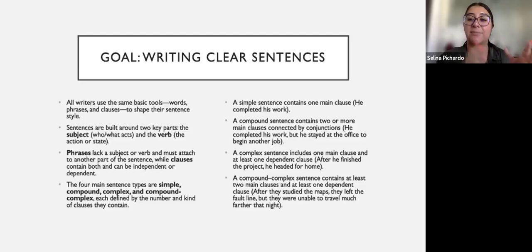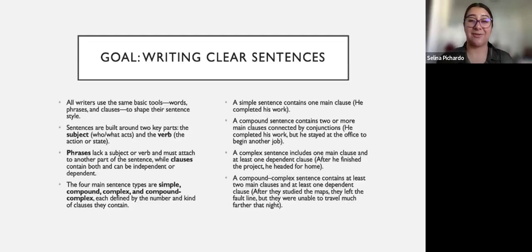So as you can see, he completed his work, an independent sentence, but we're making a connection. He stayed at the office to begin another job. This can technically be two separate sentences. He completed his work, period. He stayed at the office to begin another job, period. But some people tend to make that connection because it just flows well.